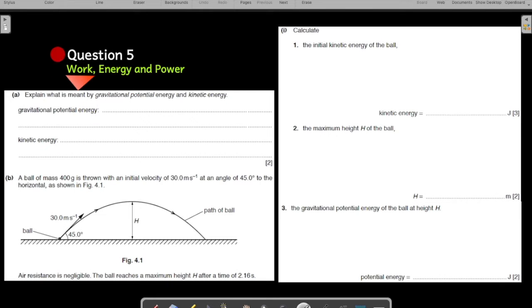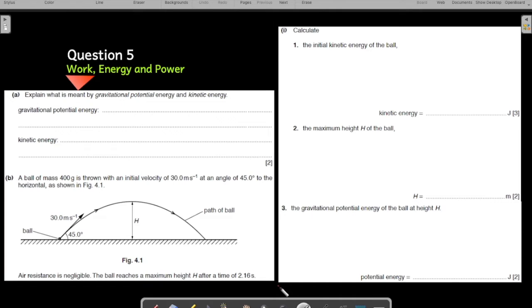We have now arrived at question number 5, and what are we doing? Let me say it again. We are practicing past paper questions on the topic work, energy and power. If you look at the question, this question looks quite different from the kind of questions we have done so far. So it's going to be good practice.